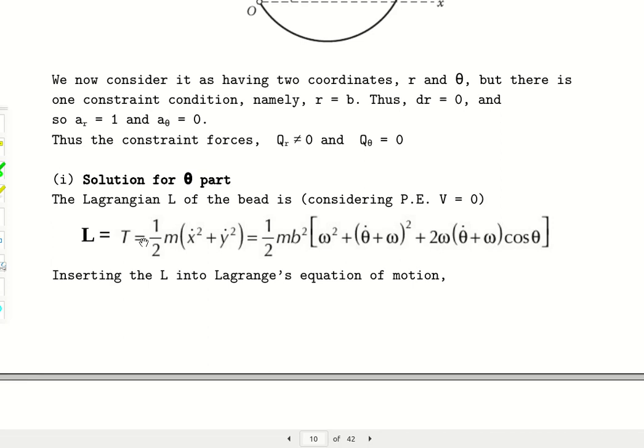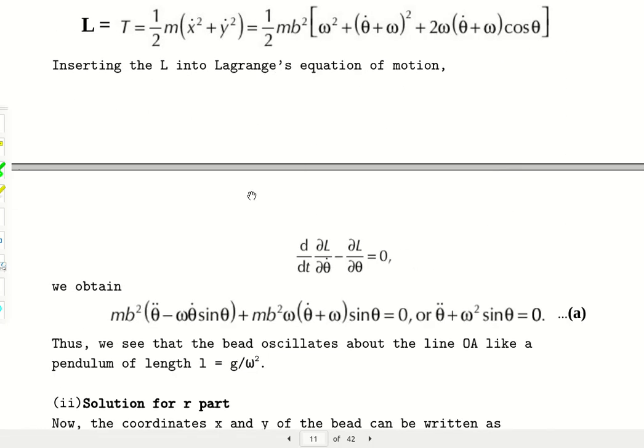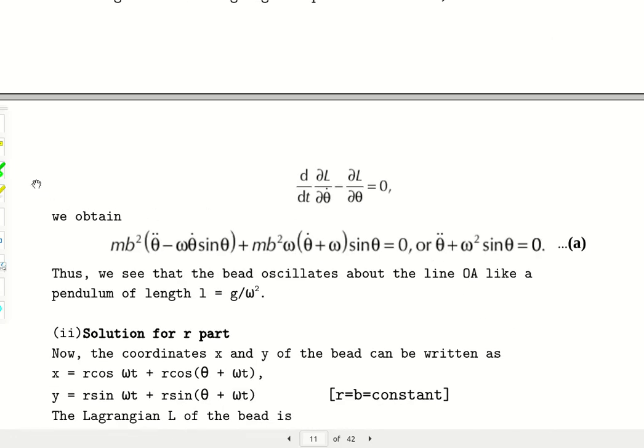Just write the Lagrangian. As this motion is confined in the xy plane, the potential energy is 0. So the Lagrangian is simply T, no V is there. So T is equal to half m into x dot square plus y dot square, and it can be written like this. So theta is there. In Lagrange's equation of motion, the right hand side Q_theta is 0. So this is a simple equation, but see the final form of the equation: theta double dot plus omega square sine theta is equal to 0.